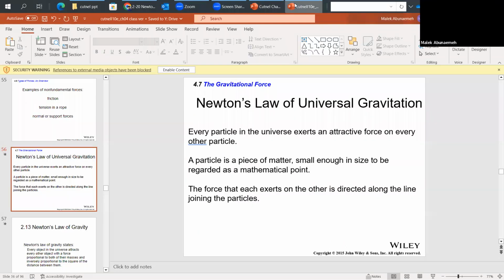And this is the definition of Newton's law of universal gravitation. Every particle in the universe exerts an attractive force on every other particle. A particle is a piece of matter small enough in size to be regarded as a mathematical point. The force that each exerts on the other is directed along the line joining the particles.